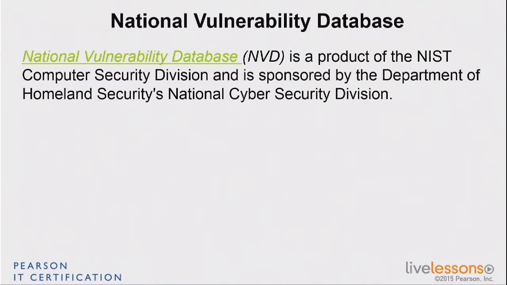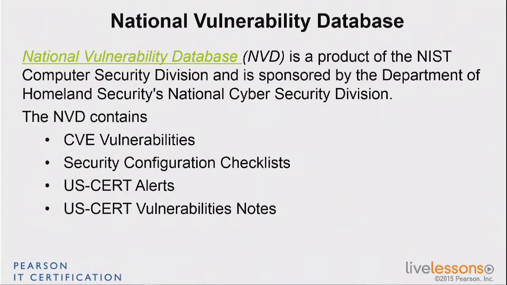The National Vulnerability Database, the NVD, is a product of NIST, the National Institute of Standards and Technology, the Computer Security Division, and it's sponsored by the Department of Homeland Security's National Cybersecurity Division. We're going to take a look at the NVD database in just a sec, but you'll see when we get there, the NVD has all of the CVE vulnerabilities, so it contains that database, and then it contains some ancillary information. It has security configuration checklists, it has alerts from US-CERT, and it has vulnerability notices from US-CERT. So let's take a look.